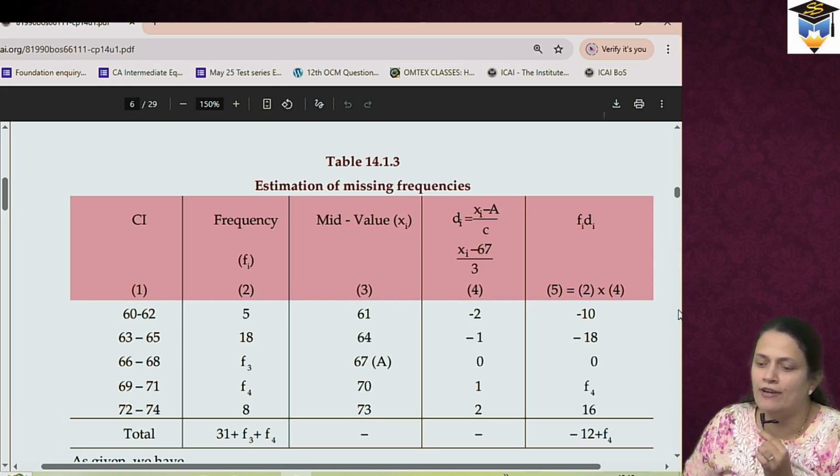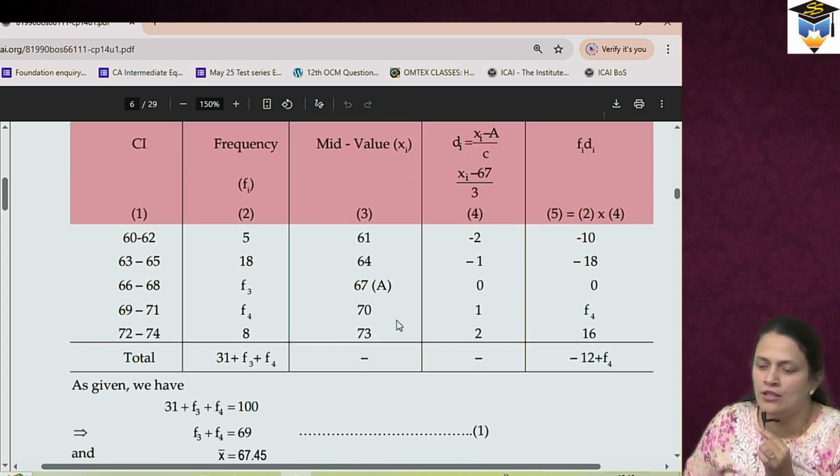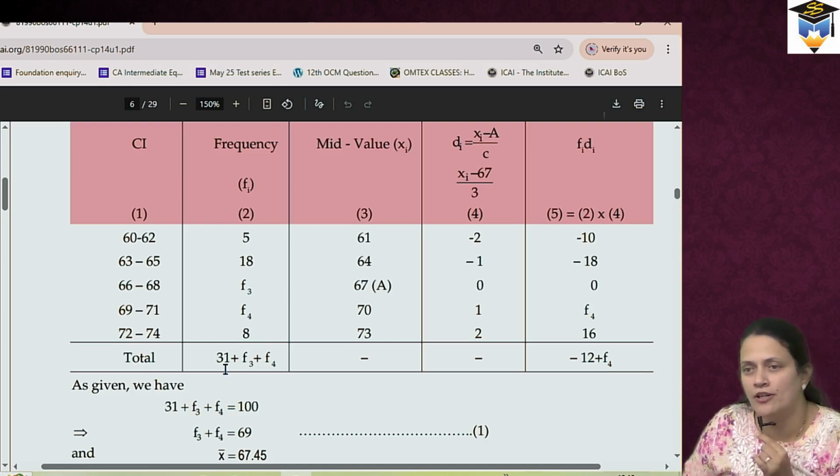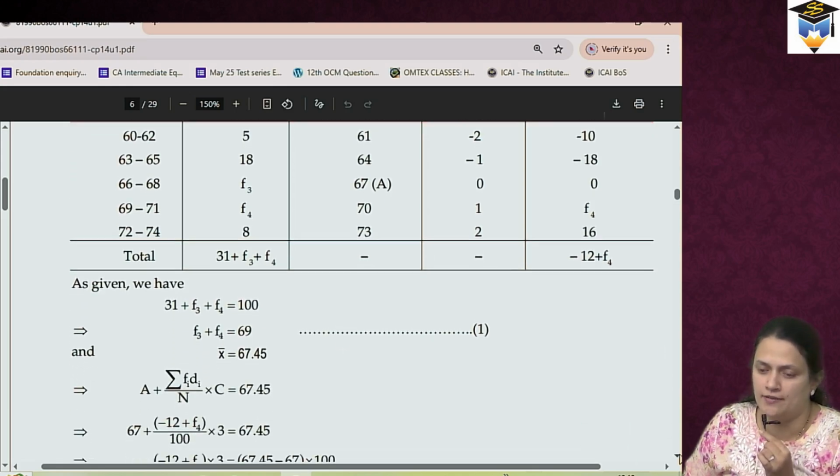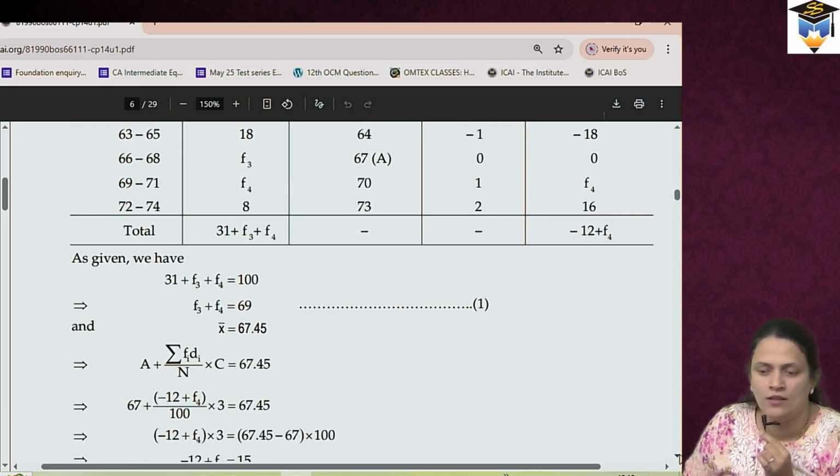Then they have found out Fi multiplied by DI. So 5 into minus 2 is minus 10. 18 into minus 1 is minus 18. F3 into 0 is 0. F4 into 1 is F4. Now, we know that the total number of students are how many? 100. So 31 plus F3 plus F4 is nothing but 100, or we say F3 plus F4 is equal to 69. Okay.